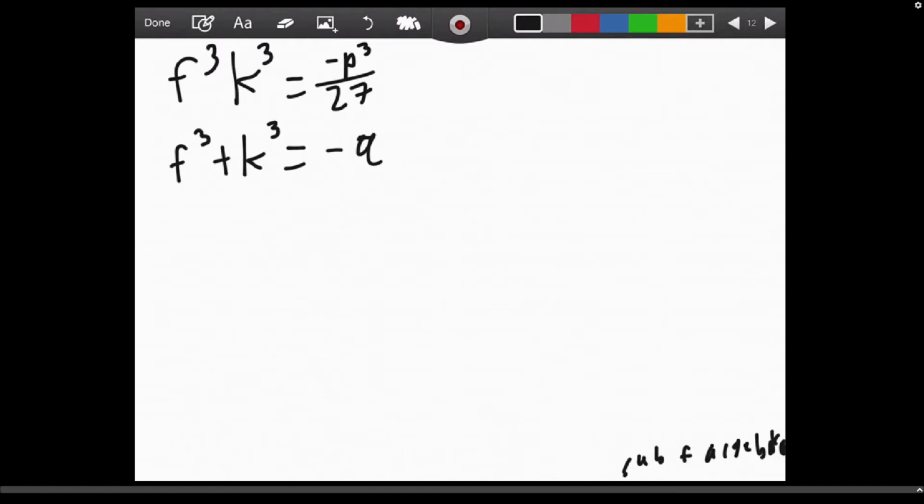From here, we're going to use two different methods of doing the next step. I'm going to put the timestamps in the description for these two methods. One is going to be by algebra, one is going to be by Vieta's theorem. I'm going over both because they're slightly different and different ones might make more sense to different people. I'm going to do algebra first.